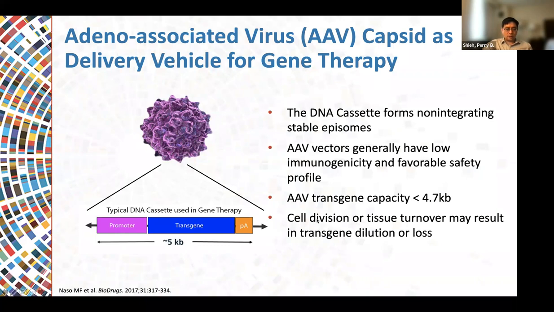One important difference between ex vivo and in vivo gene therapy is that in ex vivo gene therapy, they're using retroviruses, which integrate into the host chromosomal DNA. And what that means is that these hematopoietic stem cells, when they divide, the DNA that has been provided to the patient by the gene therapy will also be replicated. So that is not true for in vivo gene therapy. The transgene that's delivered actually exists in the patient's cells as an episome and does not replicate. As a result, the transgene could be lost with cell division or tissue turnover.